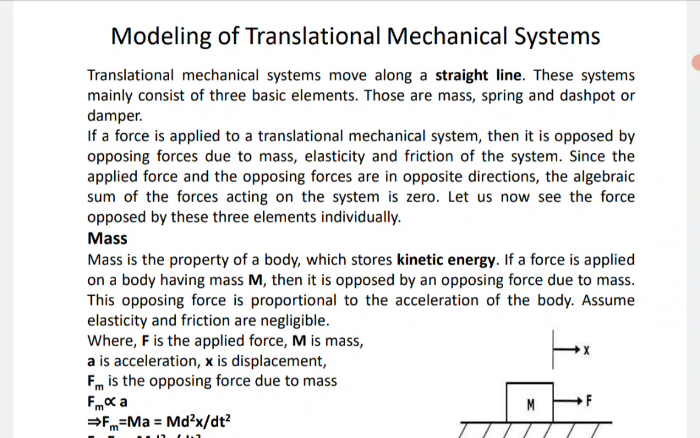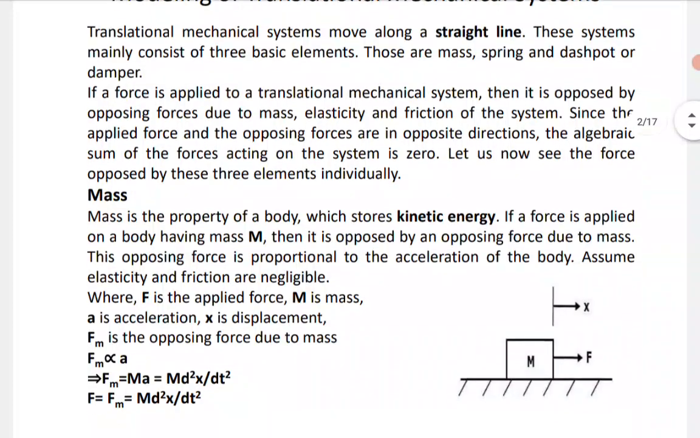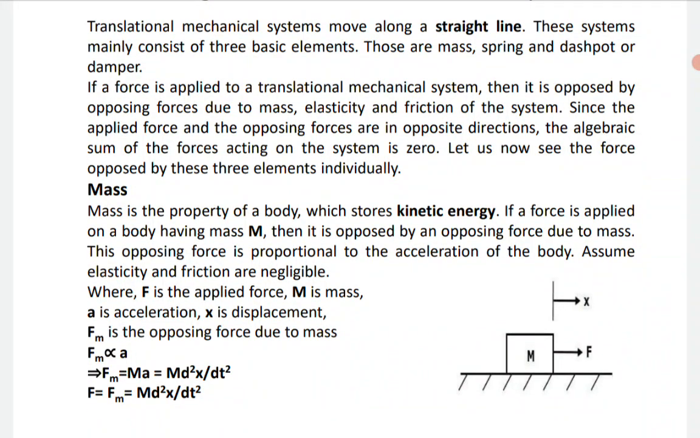Let us now see the force opposed by these three elements individually. At first I will discuss mass, then spring, then dashpot or damper respectively. Mass is the property of a body which stores kinetic energy. See, according to the right hand side diagram, m denotes mass, F is the exerted force, and small x is the respective displacement of the given mass.